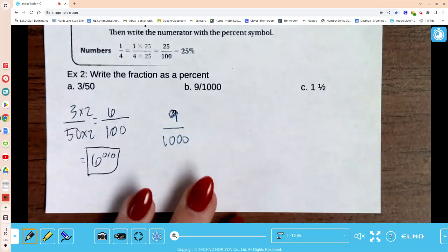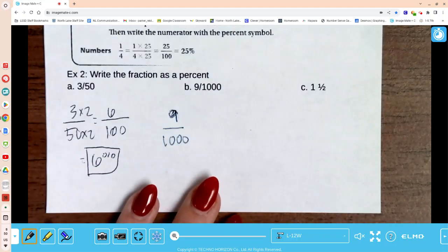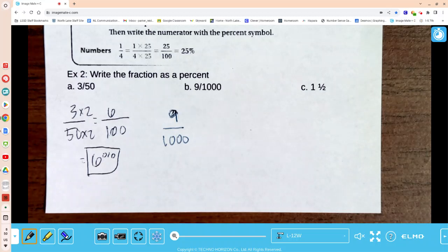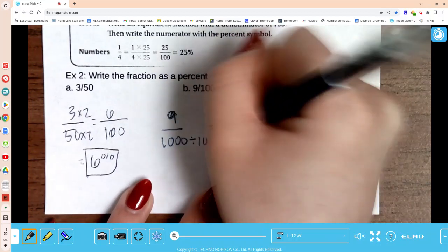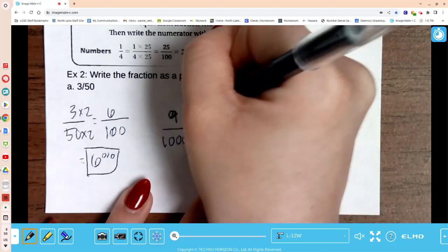Okay, I need to turn the denominator into 100. What do I do to 1,000 to turn it into 100? This one might be a little trickier to think of. Grayson? Correct. So it's not always multiplying. Sometimes it's dividing. So 9 divided by 10.